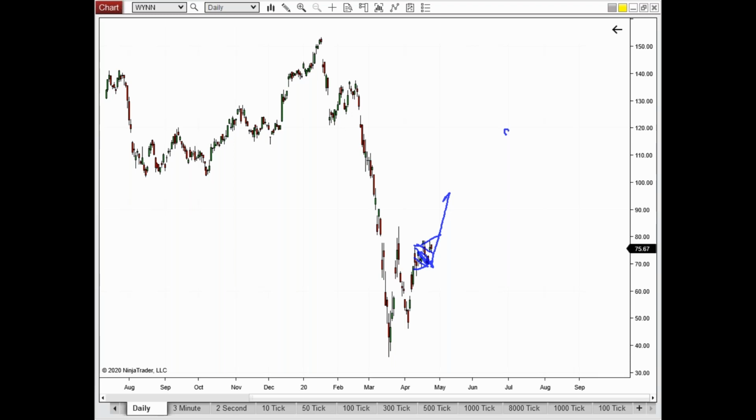What is everyone here using for IRAs, for trading for their IRAs? I think TOS might be the biggest one, right? TOS and IB.